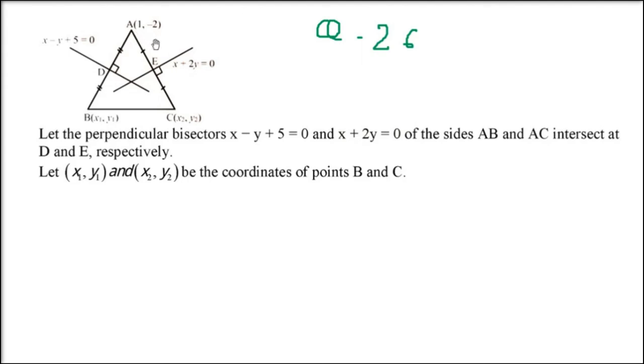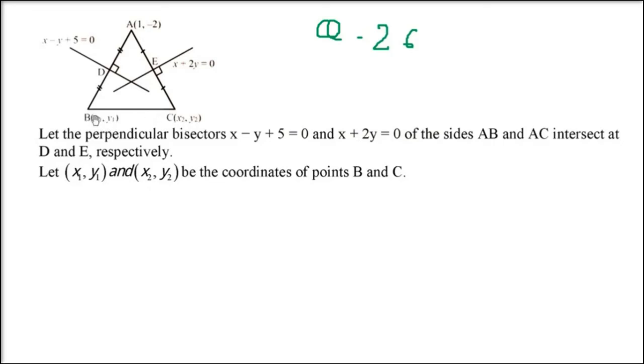1, minus 2. Find the equation of line BC. Equation of line BC. So again, try to understand. There is a triangle, two sides have perpendicular bisectors whose equations are given, and one vertex point is also given. One line is x minus y plus 5, the other line is x plus 2y equals 0. And we have to find the equation of the third side, which is not intersected by anything.